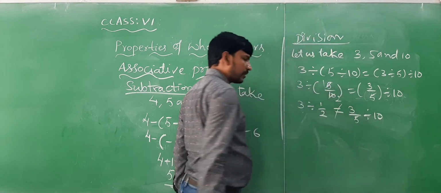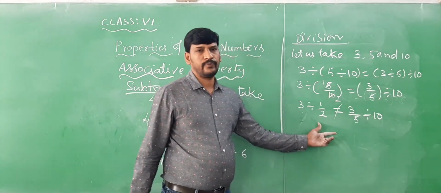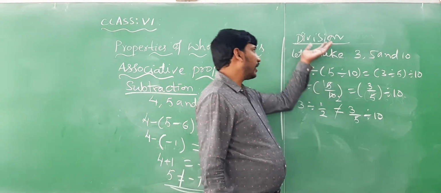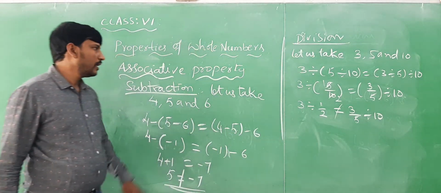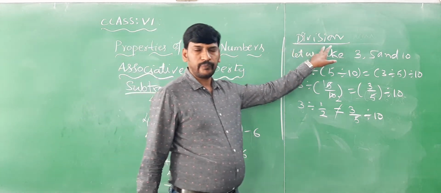Clear? If you simplify, you get the answer, but both are not equal. Right, children? These two are not equal here. So, therefore, division does not satisfy it. That is, whole numbers do not satisfy the associative property under division.